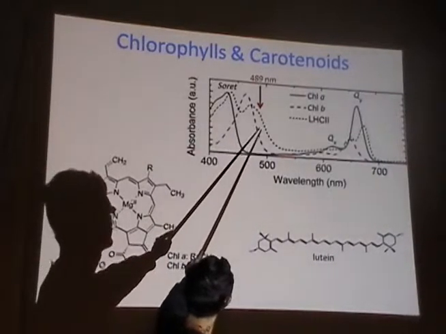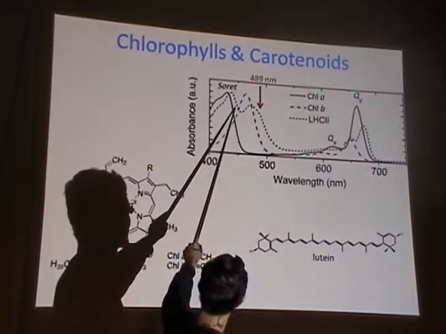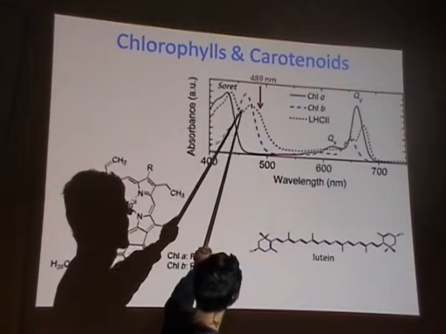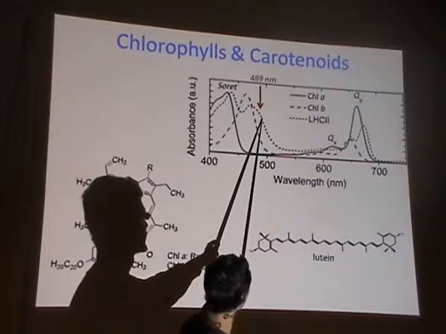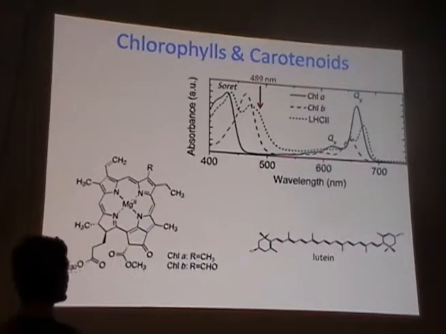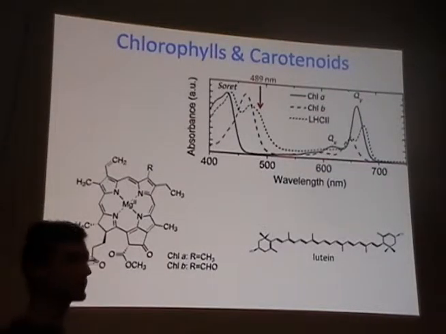So most of the light will result in the excitation of lutein, but you will also excite with small probabilities the other carotenoids and also some of the chlorophylls, especially since this large peak corresponds to the Soret band.